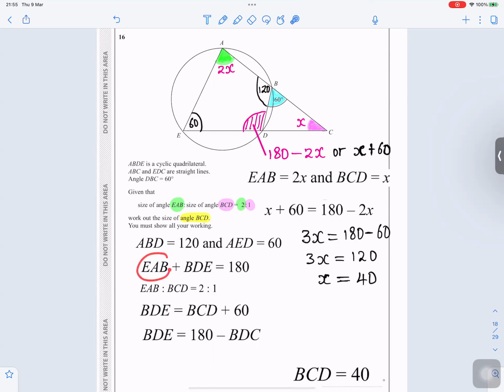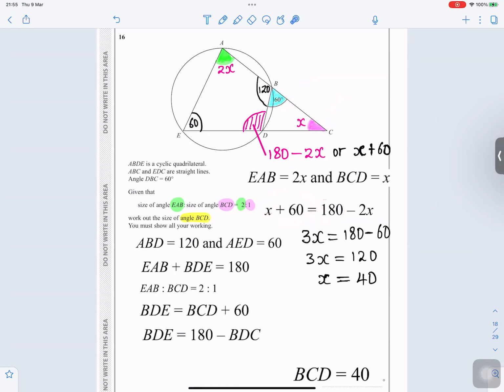So angle EAB plus angle BDE is 180. And EAB to BCD is 2:1. So EAB is 2x and BCD is x. That's 2x and that's x. So x plus 60 is equal to 180 minus 2x.